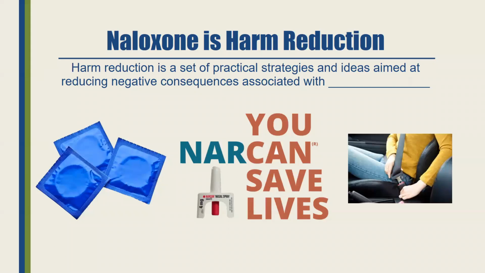So we've been talking a lot about naloxone. As you all know, naloxone is a form of harm reduction, and harm reduction, more broadly defined, is a set of practical strategies and ideas aimed at reducing negative consequences associated with fill in the blank. I have a couple of other examples of harm reduction here on this slide. Condoms, seatbelts. Do you all have any other examples of harm reduction you could think of?